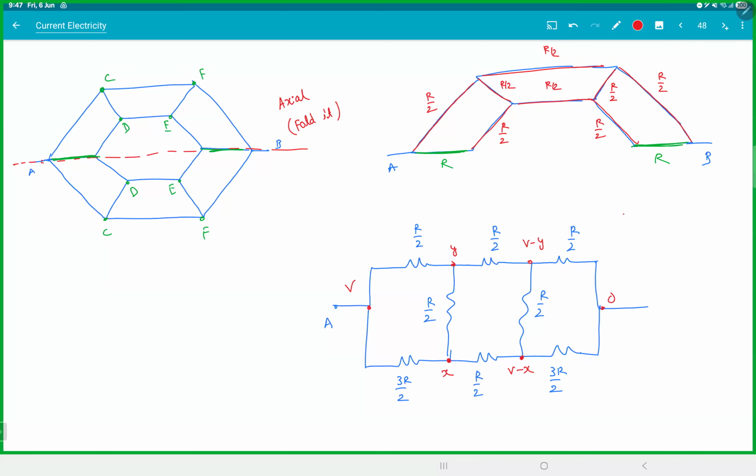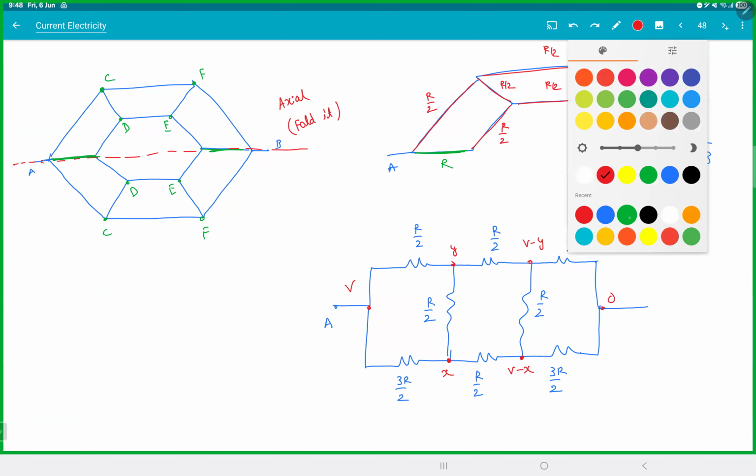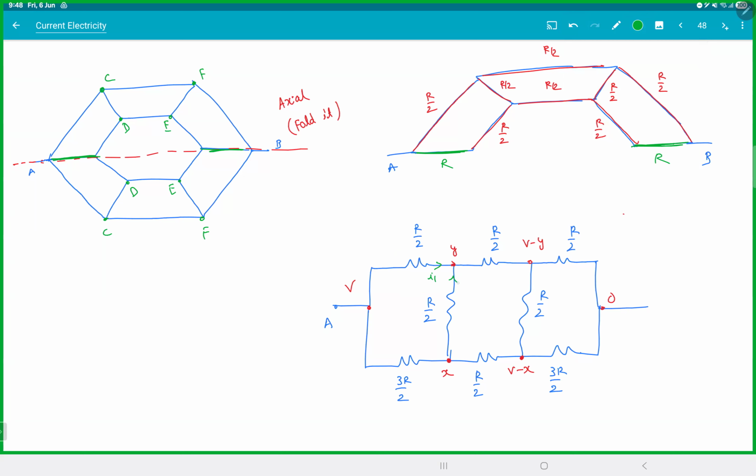Is that clear, everyone? Current flowing here must be equal to current flowing here. The potential difference must be same. Luckily, there are still only two variables. So I1, I2, I3, I4, I5, I6. You know how to use the junction law. Finish off with that. You get X from here, Y from here. R equivalent will be V by I1 plus I5. Is this clear, everyone? So even after using axial symmetry, bisector symmetry, you still have to use Kirchhoff's junction law.